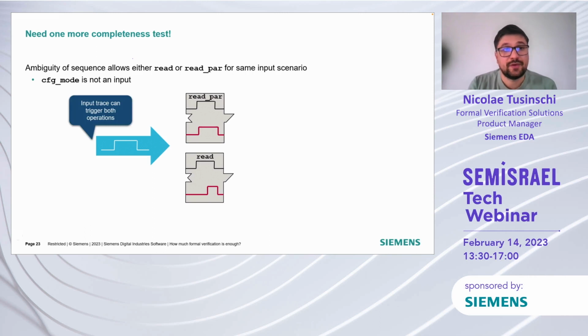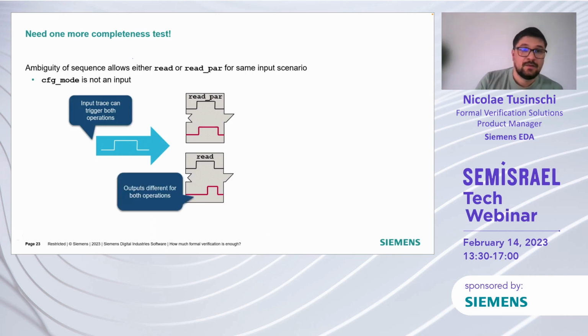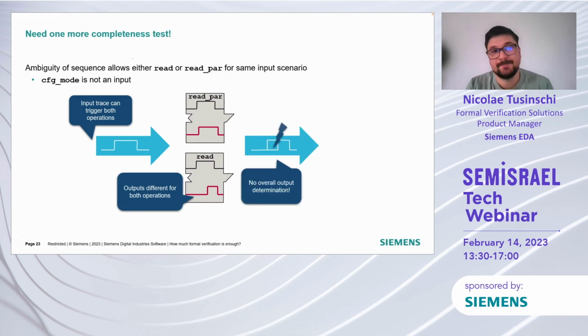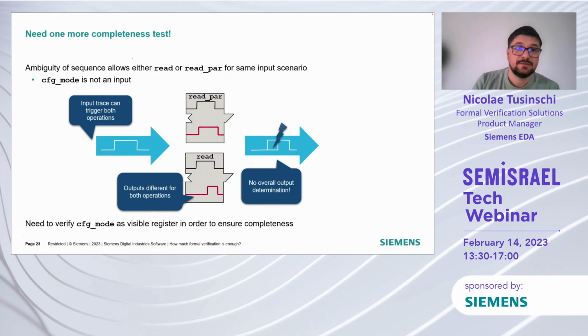So the input trace can trigger both operations. This is perfectly fine. The outputs are different for both operations, and then this leads to no overall output determination. In this case, we need to verify configuration mode register as a visible register in order to ensure completeness.